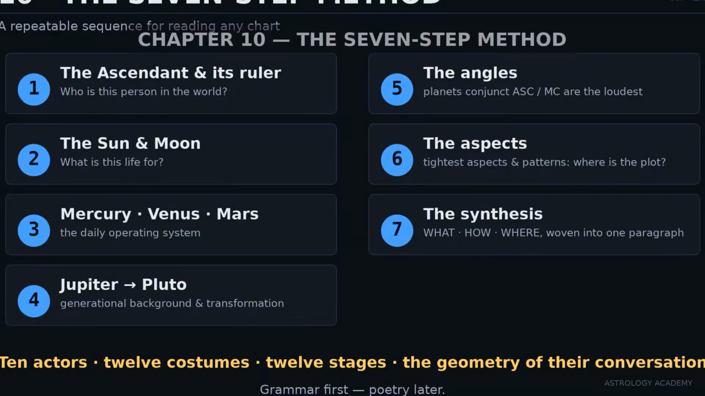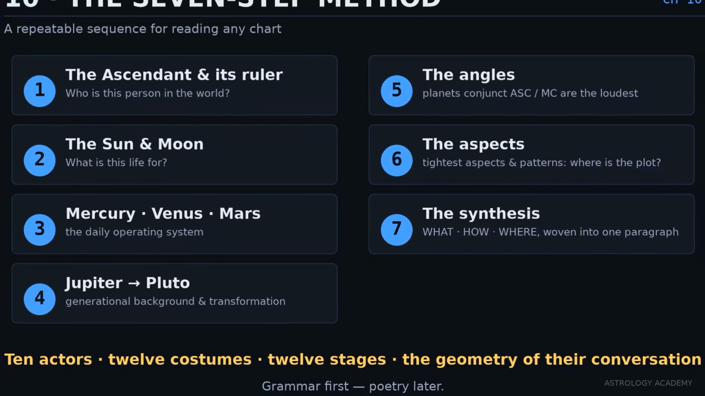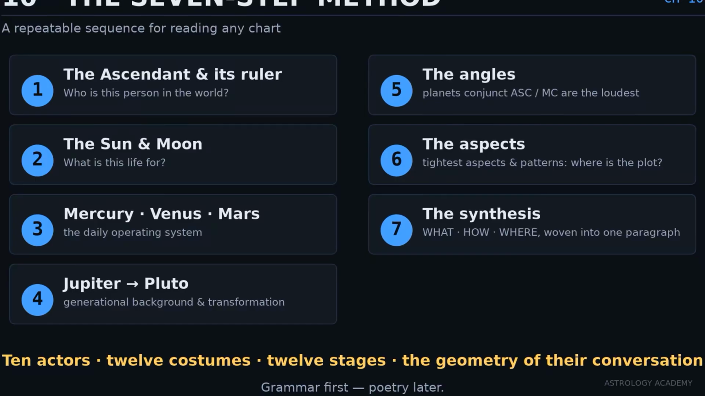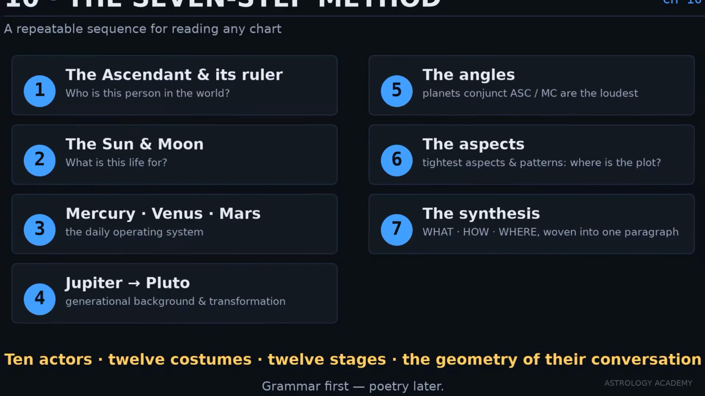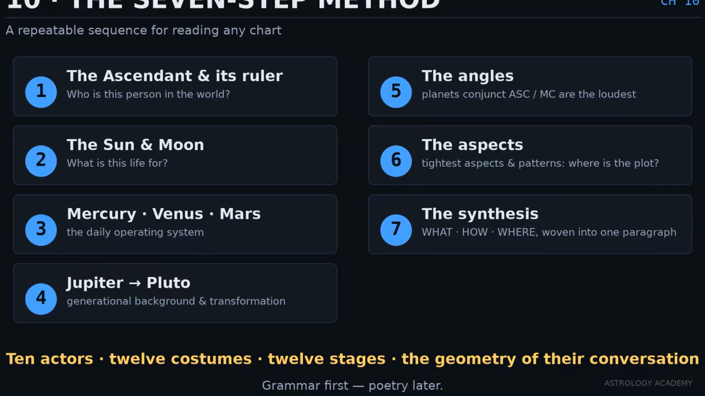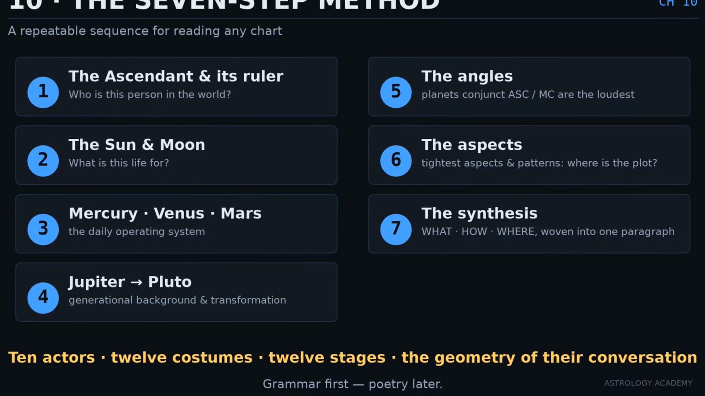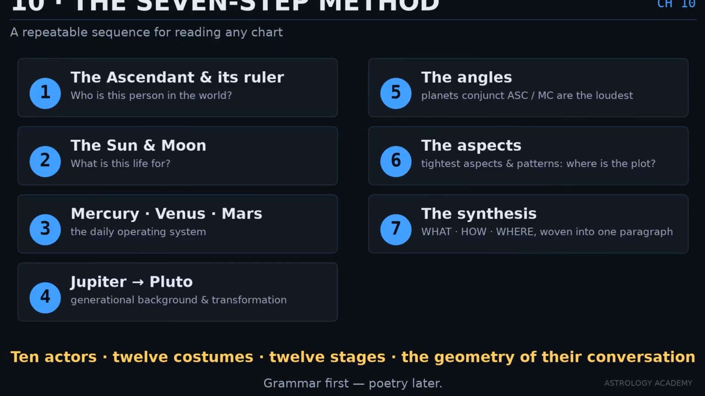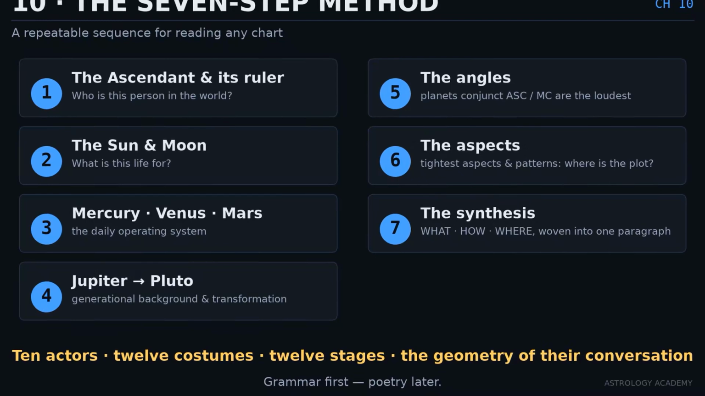Let's close by turning everything into one repeatable 7-step method, the exact sequence I use to read any chart. Step 1. The ascendant and its ruler, the gateway. Who is this person in the world? Step 2. The sun and moon, the core identity and the emotional engine. What is this life for? Step 3. The 3 fastest planets, Mercury, Venus, Mars, the daily operating system, mind, values, action. Step 4. The outer planets, Jupiter through Pluto, the generational background and the deep transformation points.